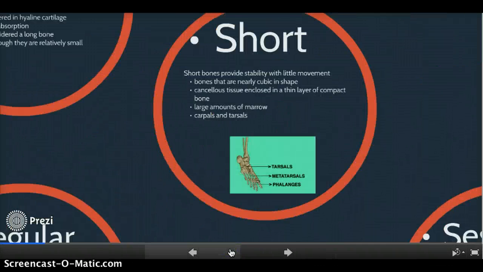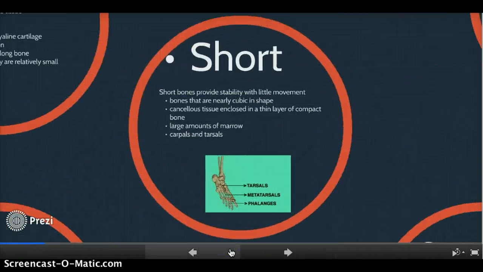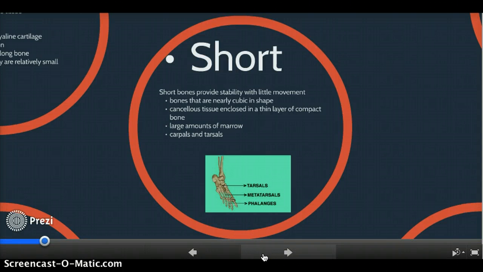So you see the tarsals right here. That is a short bone. You can see how it's almost a cube right there.